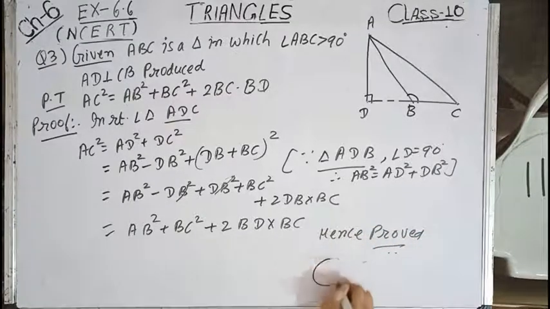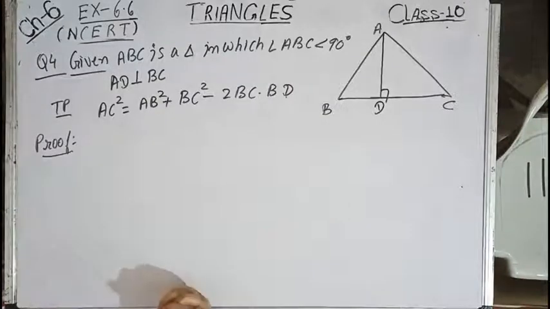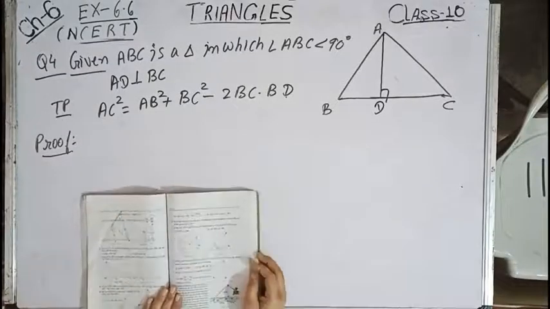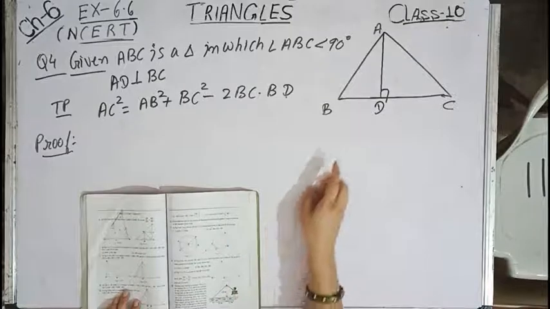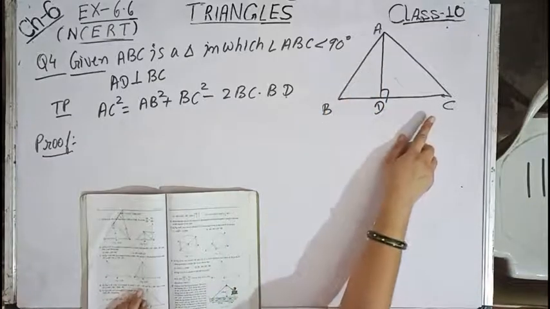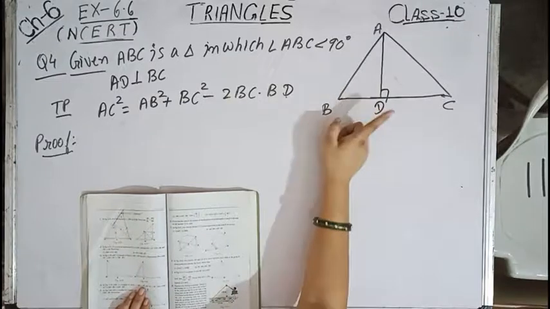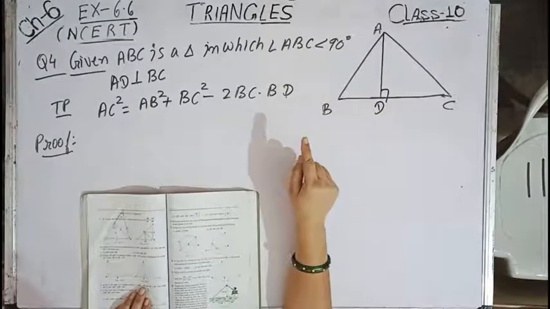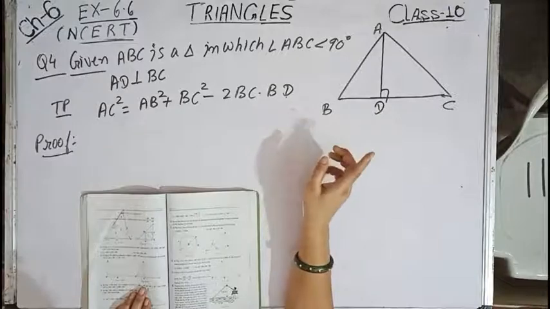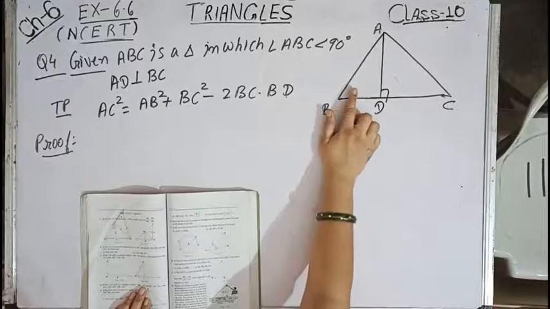Let us move to question number 4. Again a figure is given. Triangle ABC in which angle ABC is less than 90 degrees. You can remember in the last sum, question number 3, angle B was obtuse. Over here angle B is acute.